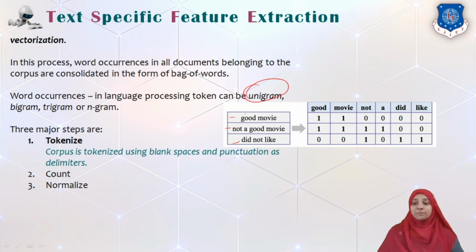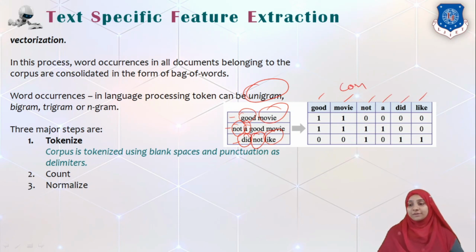In the unigram corpus, we have one token as good, second token as movie, third token is not. See, good is repeating, so it is already considered as a token. I will not again consider it. Similarly, movie is also there, but it is already considered. I will not consider it. Did is another token, not is another token, and like. So we will have good, movie, not, a, did, like. Okay, so this set of attributes is our corpus.